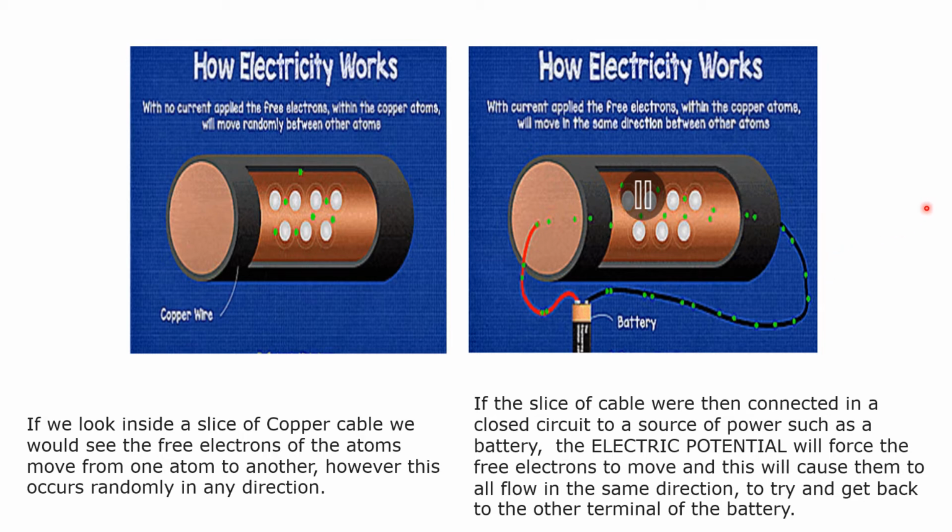So what did we see over here, students? We saw that when no current is applied, the free electrons within the copper atoms move randomly between all the atoms in the neighborhood. But with current applied, that is, when potential difference is applied by connecting the wire to a cell, the electrons will move in the same direction between other atoms, and that causes electric current to flow.